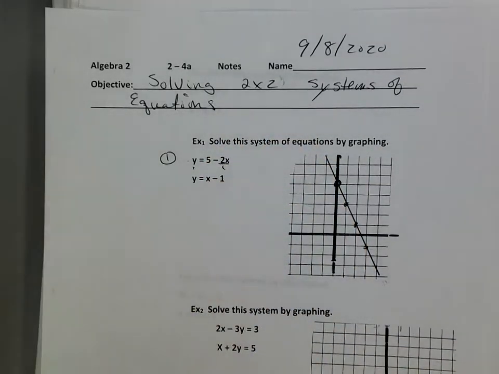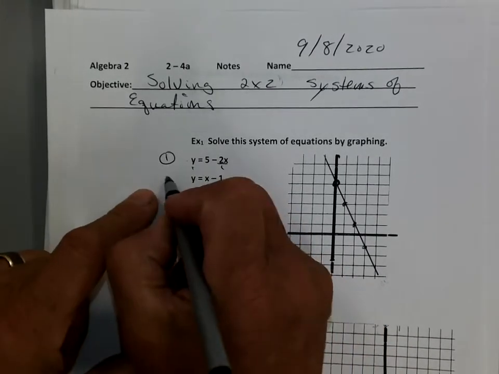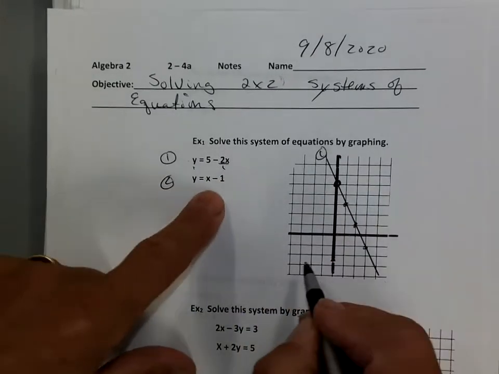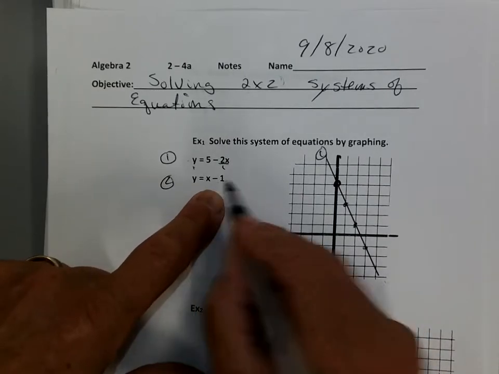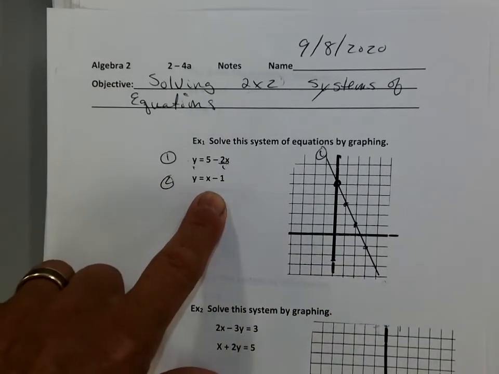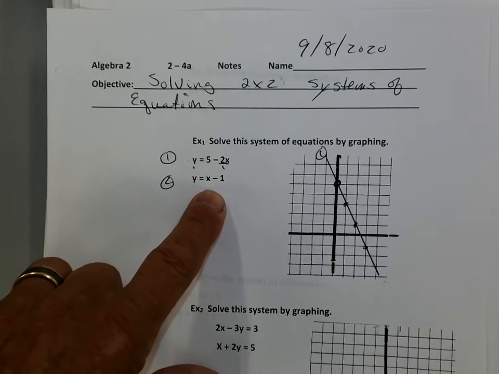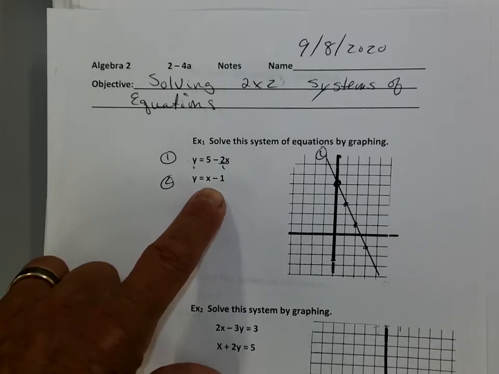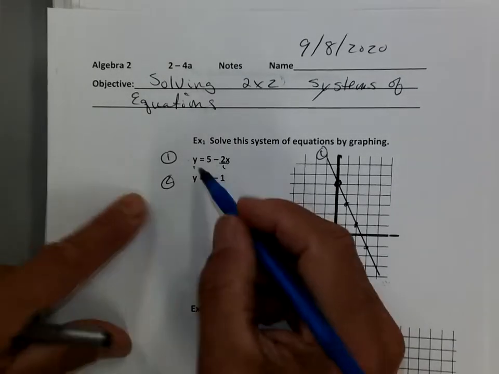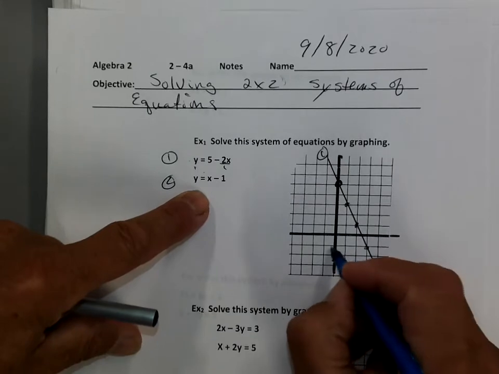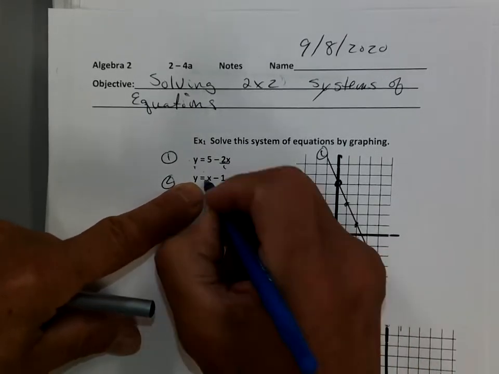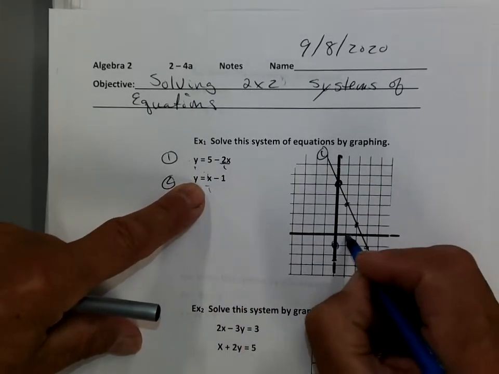Hopefully today is a nice review for everybody. You should be able to do this. There's equation 1. Equation 2, start at -1 for a y-intercept. I'll use a different color for that one, blue. Start at -1, and then remember, slope 1 over 1. I'll go up 1 over 1, up 1 over 1.